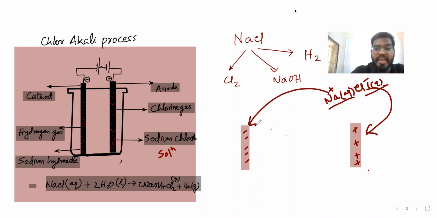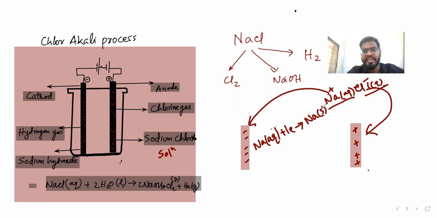And then Na aqueous plus it will take one electron, so it will become Na solid. This Na solid, and there is water also, right? Na solid plus H2O becomes NaOH. That is what we are supposed to get from here. So that we got from here.